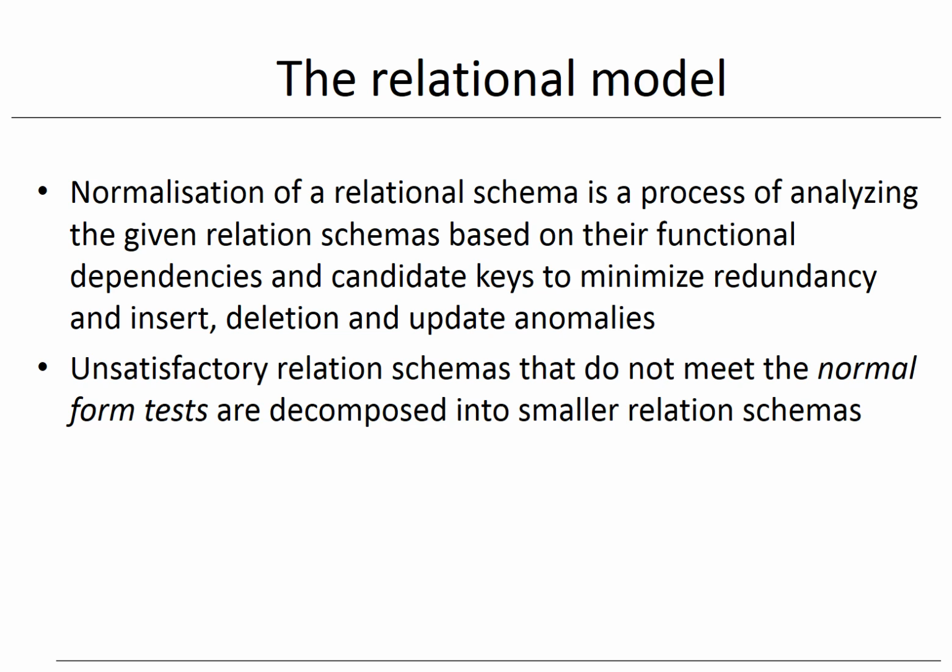Normalization of a relational scheme is a process of analyzing the given relation schemes based on their functional dependencies and candidate keys to minimize redundancy and insertion, deletion, and update anomalies. The normalization procedure entails various normal form tests which are typically sequentially evaluated. Unsatisfactory relation schemes that do not meet the normal form test are decomposed into smaller relation schemes.